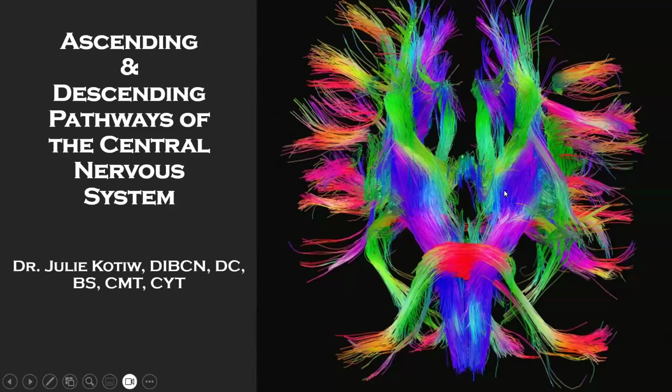Now, this is a functional MRI. Over here on the right, it looks like a beautiful piece of artwork, but it is actually a functional MRI of the brain. And you can see some of these ascending and descending pathways of our central nervous system here.